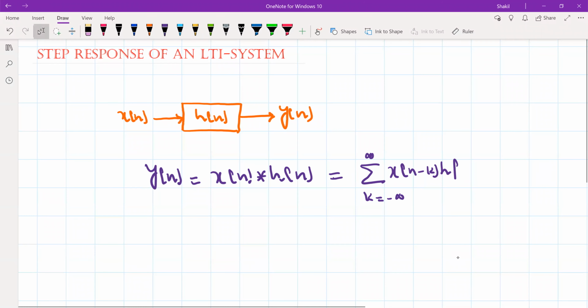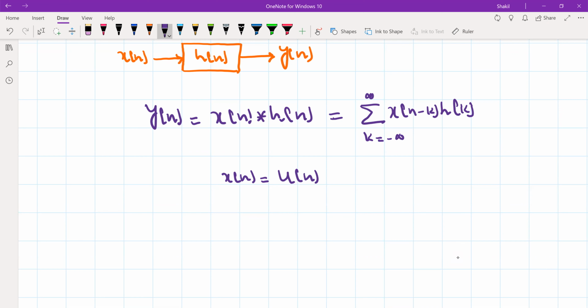Now our goal is to determine the step response of the system. Means if the input to the system is a step. So in other words, if x of n is u of n. If the input to the system is u of n, what will be the output of that system? That's the meaning of step response of the system.